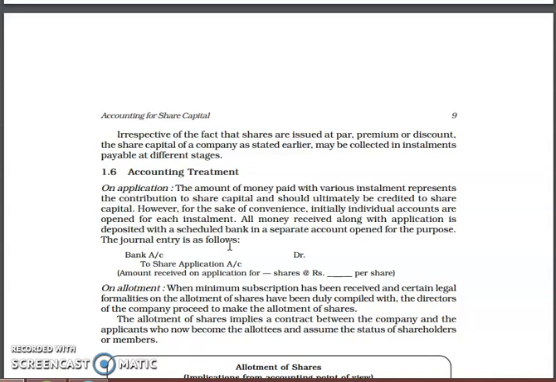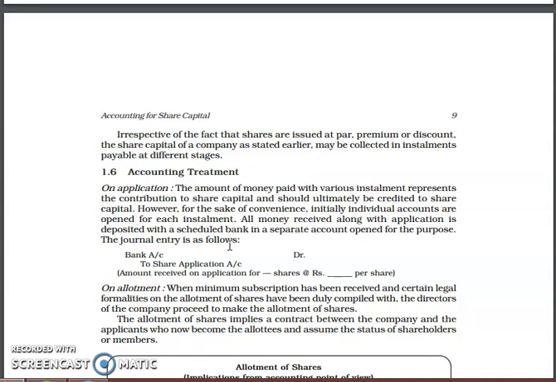Let me explain this with an example. If 50,000 shares are offered to the public, for which 2 lakh applications are received, then 1 share for every 4 shares applied for may be allotted to all the applicants. Alternatively, the applications for 1 lakh shares may be fully rejected, and for the remaining applicants, the pro rata allotment may be made in the ratio of 1 share for every 2 shares applied. So, this is how pro rata allotment works.